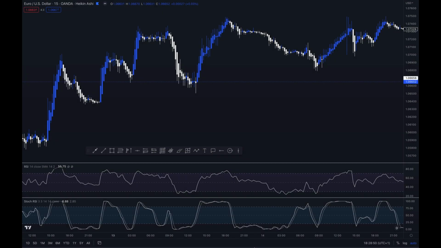Let's look for other trading opportunities. So we've identified a higher low along with confirmation from both of our indicators. This could indicate a potential trading opportunity.